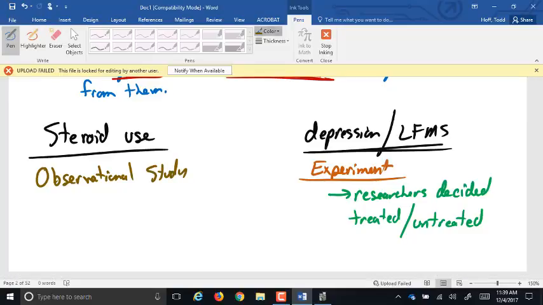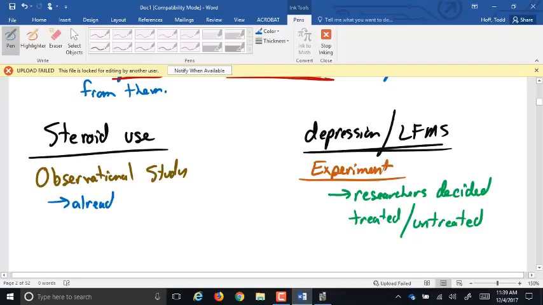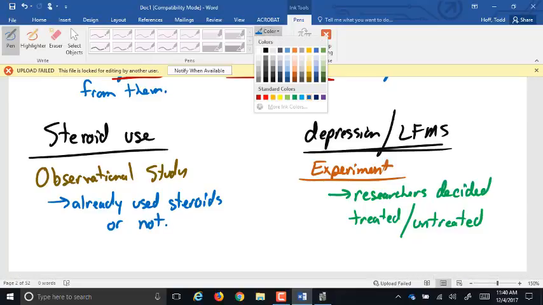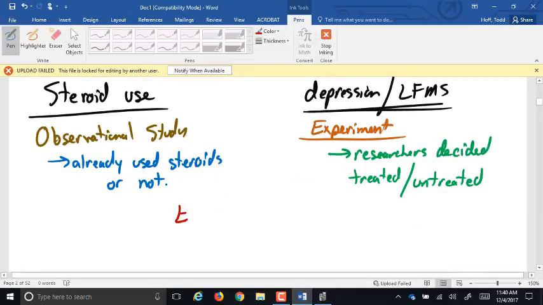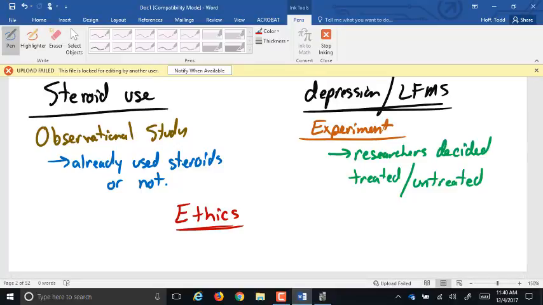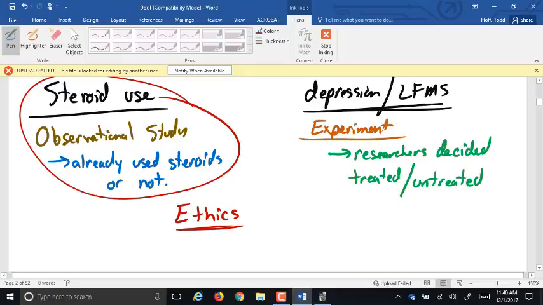In this study, the groups had already decided. They had already used steroids or not. The main reason a study chooses one or the other is usually, back to that word I bring up a lot, ethics. Would it be ethical to pick a group of people, divide them up, and give one group steroids and the other group a placebo?